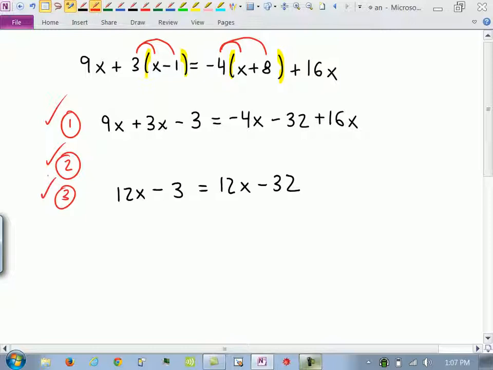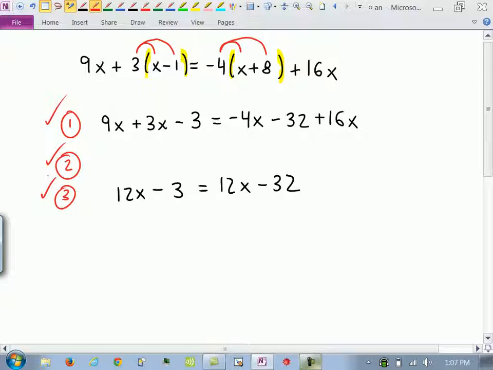The next step is to isolate the variable term. However, in this problem, my variable term appears on both sides. So my x's are on both sides of the equation. Whenever that happens, I have to choose which side to leave my x on. And you have the freedom to choose either side. So I'm going to choose the left side. And that means that I need to get this 12x and somehow get rid of it over here. So how can I get rid of the 12x on the right side?